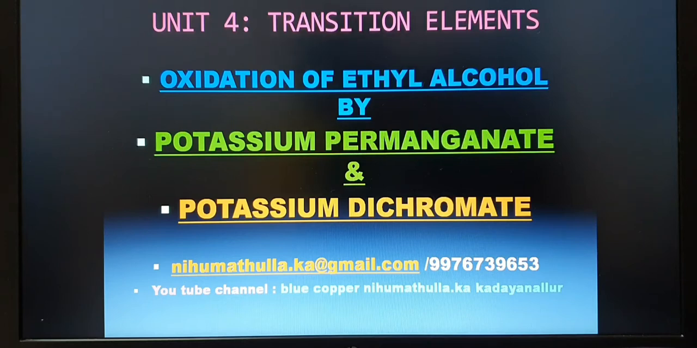usually undergoes oxidation to give an aldehyde. The aldehyde, on further oxidation, gives a carboxylic acid. Ethyl alcohol on oxidation gives acetaldehyde, and acetaldehyde on further oxidation gives acetic acid. How is this oxidation reaction carried out? By using acidified potassium permanganate first and potassium dichromate next.